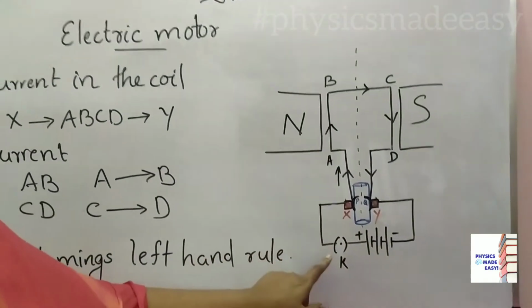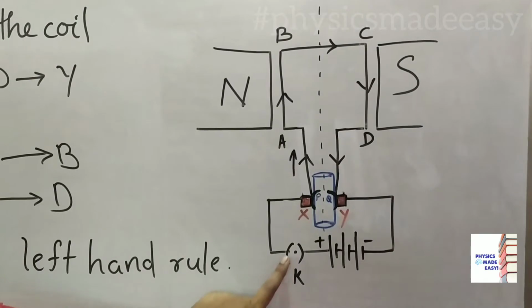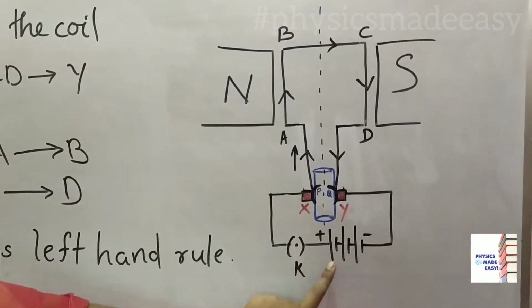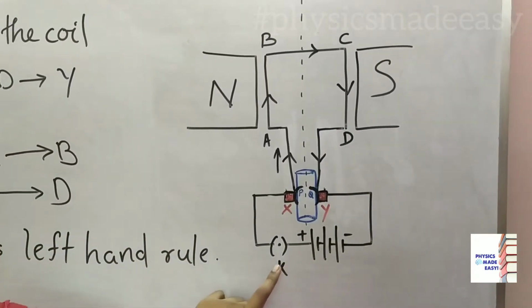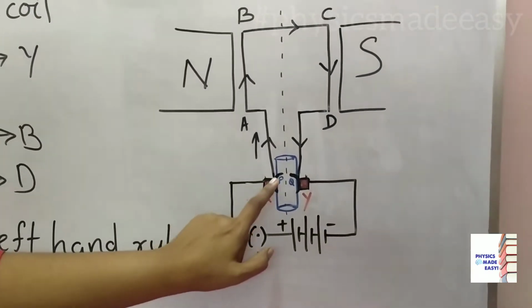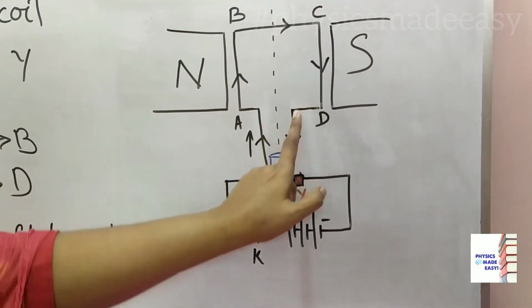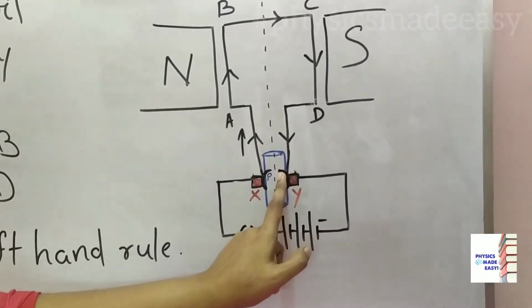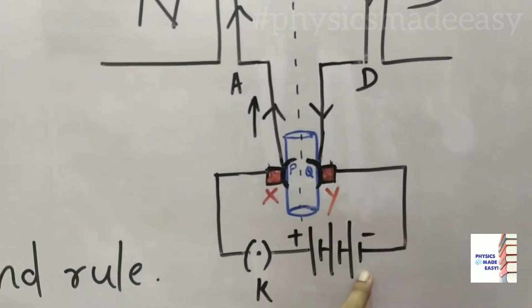Listen children, if this key is closed, what will happen? Current can pass from the positive terminal to the negative terminal of the battery. From the positive terminal to X, P, then to A, B, C, D, then to Q, then Y, then to the negative terminal of the battery.